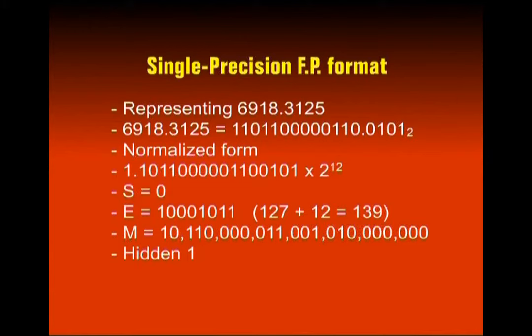Now let us represent the decimal number 6918.3125 using the 32-bit single precision floating point format. Now the decimal number 6918.3125 can be written in terms of binary as 1101.